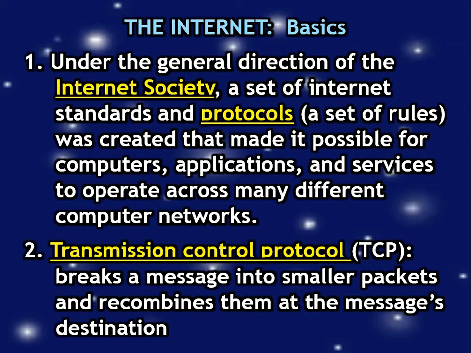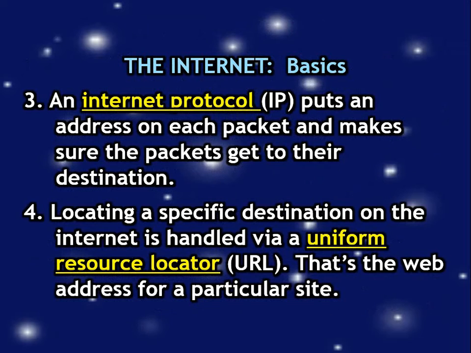Transmission Control Protocol, or TCP. This breaks a message into smaller packets and recombines them at the message's destination. So it's kind of like it chops it all up into little bits and sends that information down in bits and then gets all recompiled once all those bits reach their destination. Internet Protocol puts an address on each packet and makes sure the packets get to their destination.